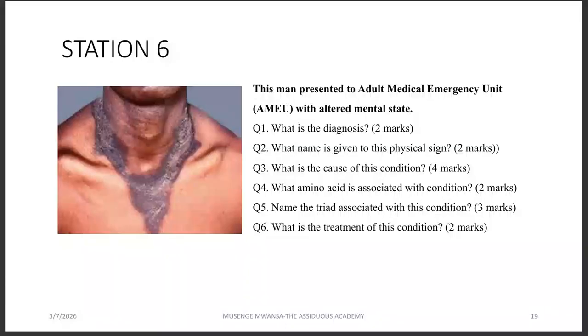So the amino acid, what is the cause of this condition? There's a question, what amino acid is associated? Here, the amino acid specifically is tryptophan, because vitamin B3 is not an amino acid. That's a vitamin. So the amino acid is tryptophan. That's where the B3, the vitamin, comes from.